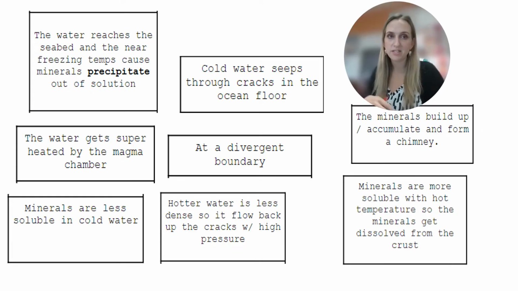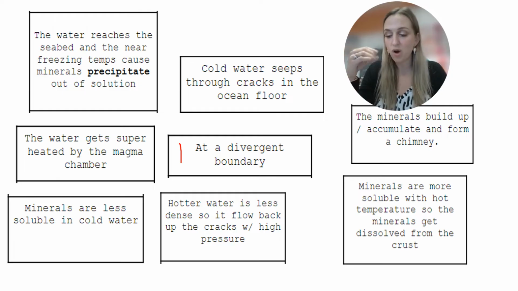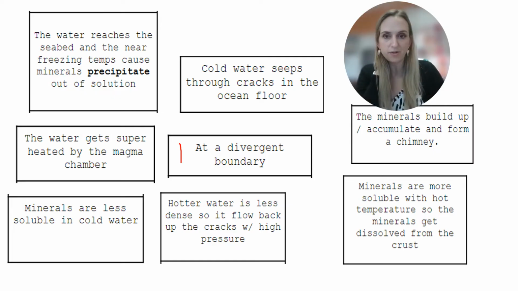Okay, in class we did sort these in groups. So we're always going to say, and I can't move them here, but I can at least label them. So at a divergent boundary is going to be our first one. Again, we want to get that water hot. We want it to be hydrothermal, so hot water. Heat the water, and then we need to build up a chimney from all the dissolved minerals inside of it.